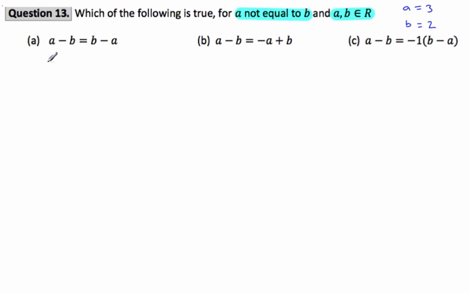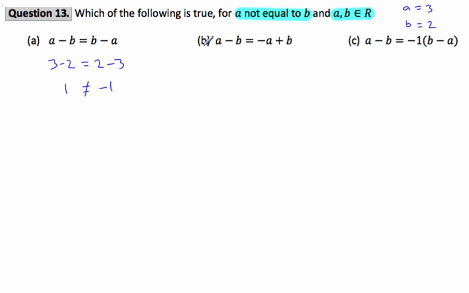Okay, so if I plug these values into part A, I get 3 minus 2 is equal to 2 minus 3. If I work out the left side, 3 minus 2 is 1. On the right side, 2 minus 3 is minus 1. And we know that's not true, so we can say that 1 is not equal to minus 1. So this is not true for those values.